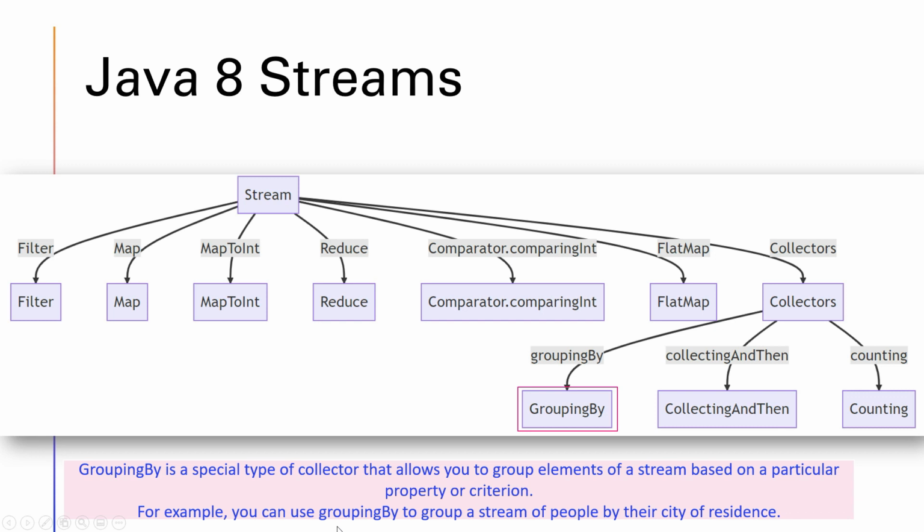Suppose you can use grouping by to group a stream of people by their city. Suppose you have a stream of people, and each person has a city as a property, and if you want to group the people by city, you can use grouping by.